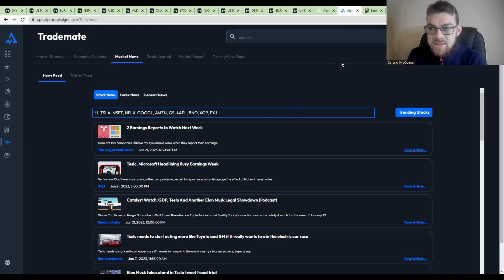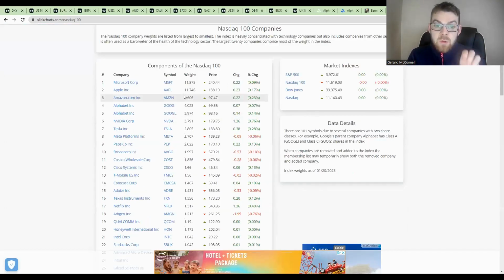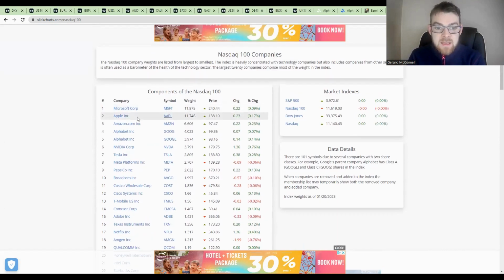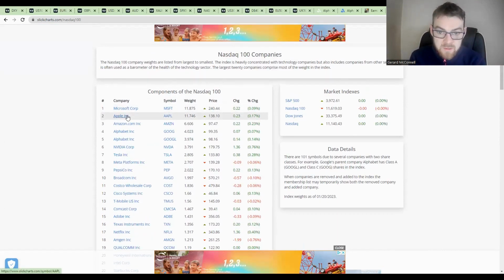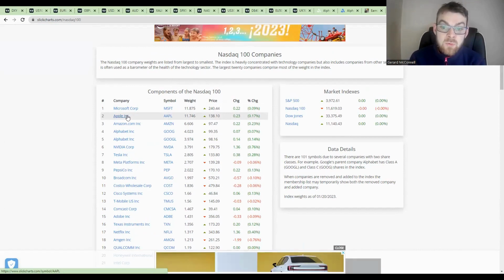If we look at this website here, which is called Slick Charts, it will give you the composition weighting of each individual stock within the respective index that you're trading. So, for example, looking at the Nasdaq, we can see that the Microsoft and Apple component weight is almost 12% in each instance.